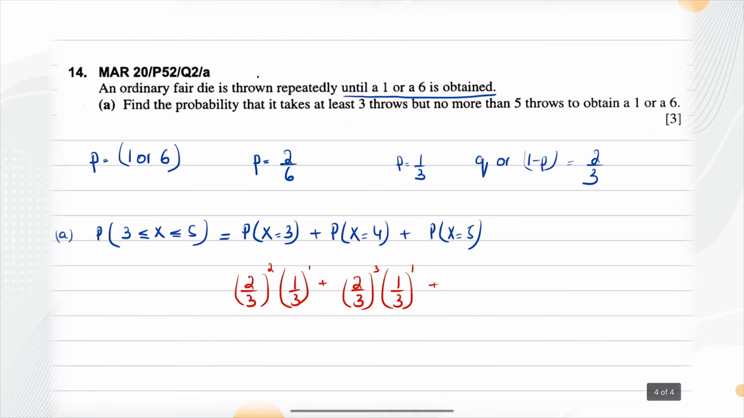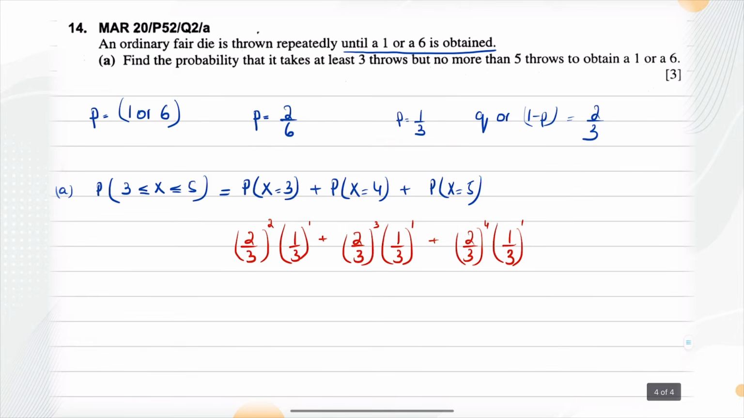If you're getting a 1 or 6 in the fifth attempt, that means that the first 4 attempts must have been failures, and then in the fifth attempt, we would have finally gotten what we're looking for.